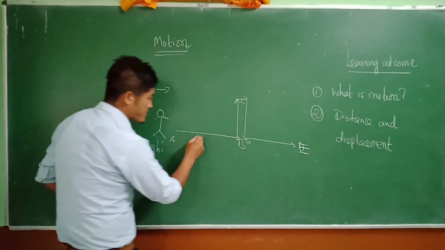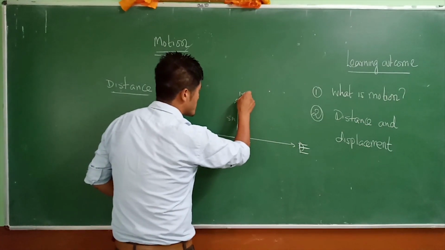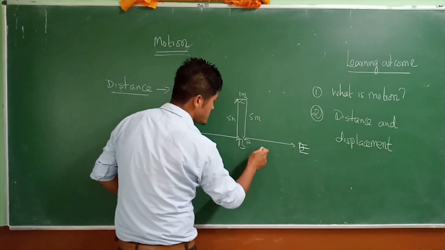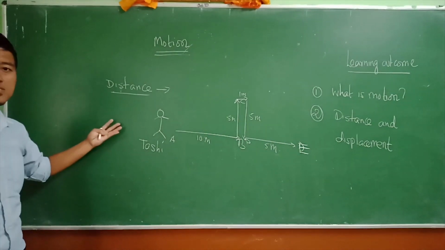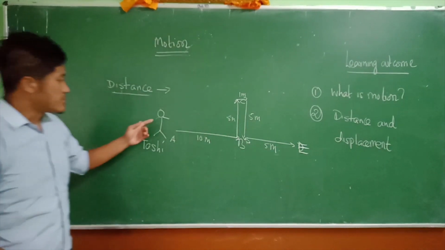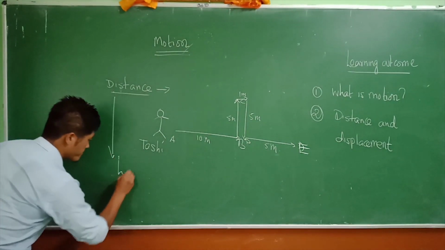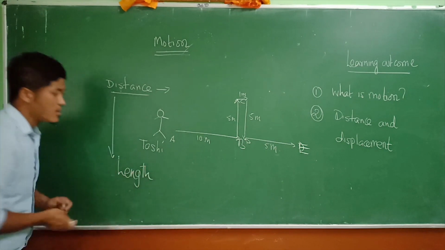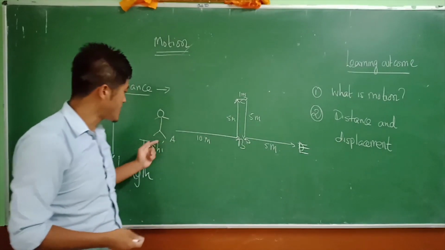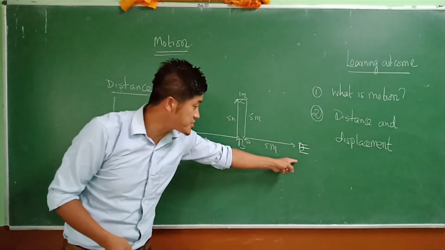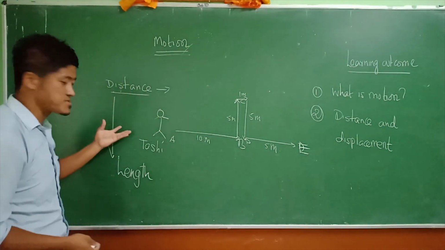Now, imagine I'm going to keep that as 10 meter, and this as 5 meter, and this as 1 meter, and this as 5 meter, and this is 5 meter again. So now, what is distance? Distance generally means the length. What length? The length of the path or the route that Tashi has traveled from A to E. That complete pathway is what we refer to as distance.